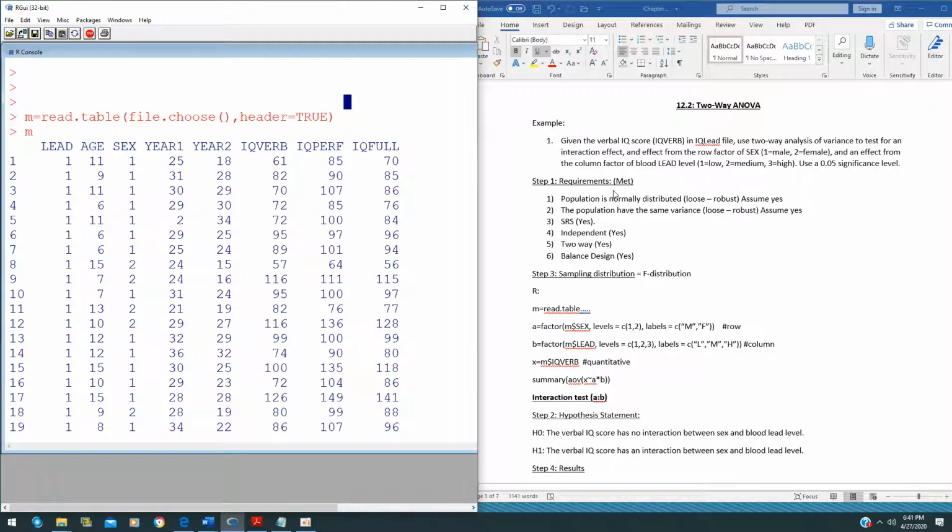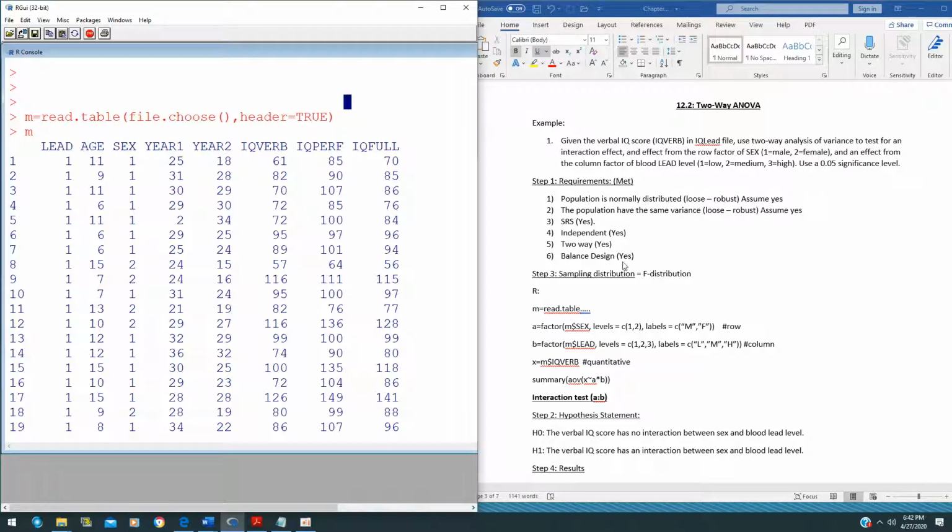The first requirement is that the population is normally distributed. Again, ANOVA is robust, so we assume it's yes. The population has equal variance, so again it's robust, so we assume yes. Simple random sample is yes because it comes from the file name, and all the file names are simple random samples. Independent is yes, so every person in this file is measured independently. Two-way, you have two factors, the row and the column. So that's why it's a two-way ANOVA.